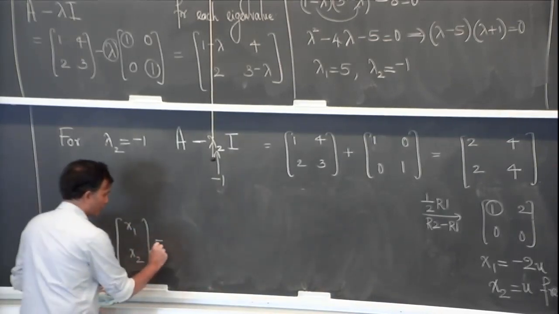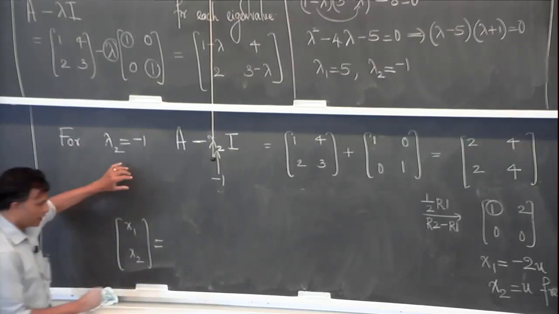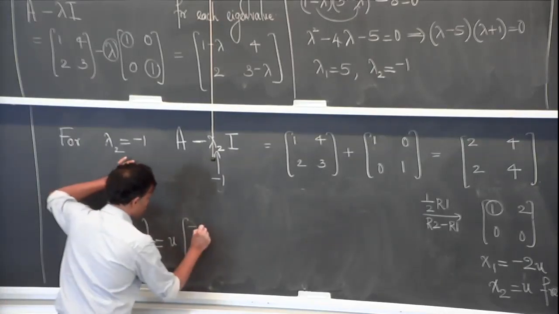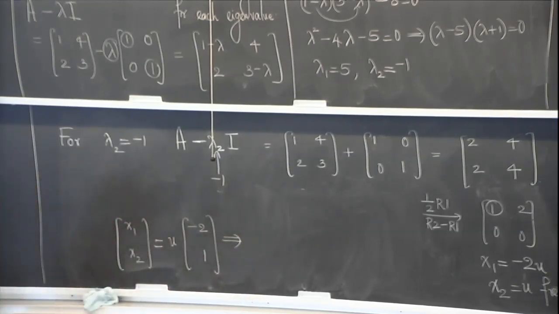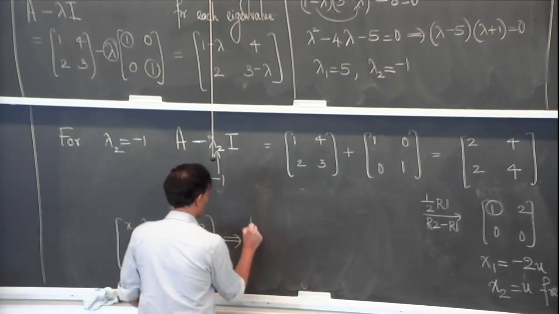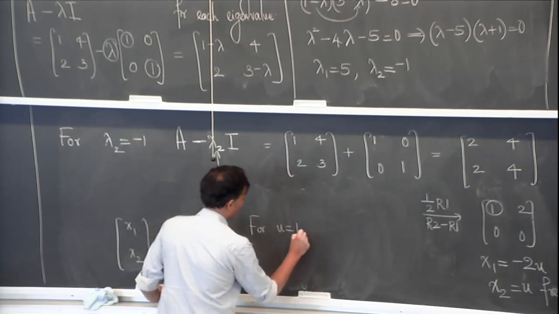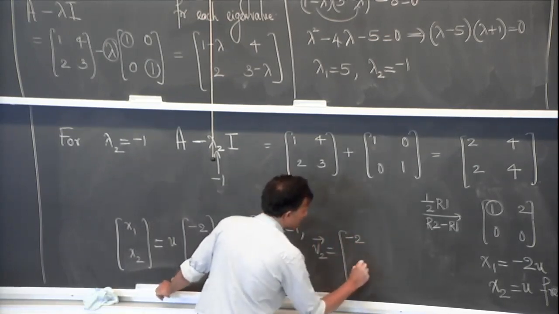And plug it back into the eigenvector. So this is a generalized eigenvector here. So that's going to be u times negative 2, 1. Once again, there is nothing wrong in picking u equal to 1. There is no need to feel bad about it. So for u equal to 1, we have an eigenvector v2 equal to negative 2, 1.